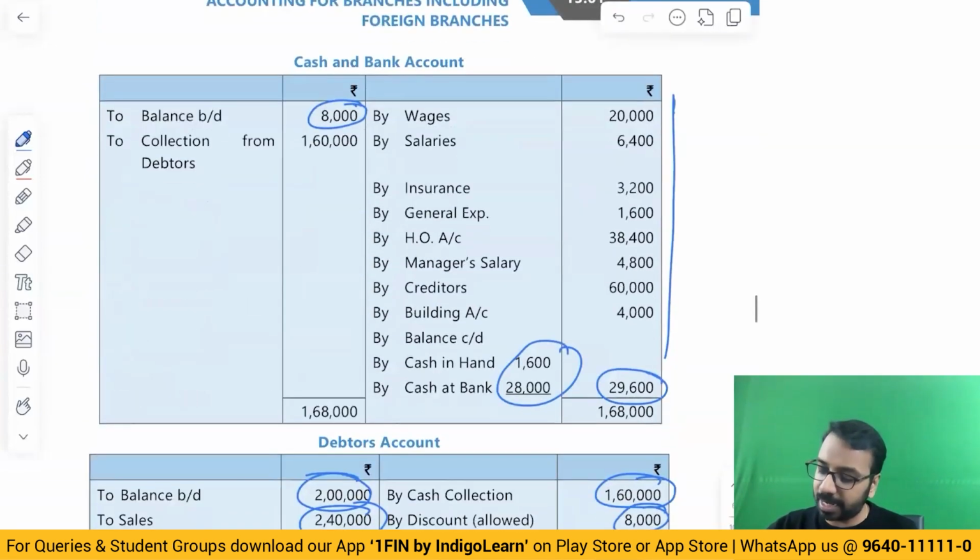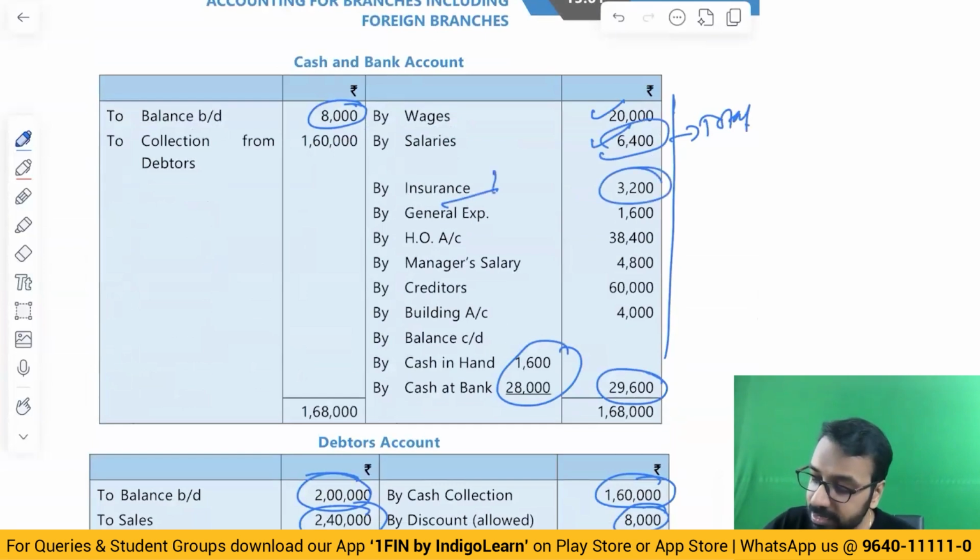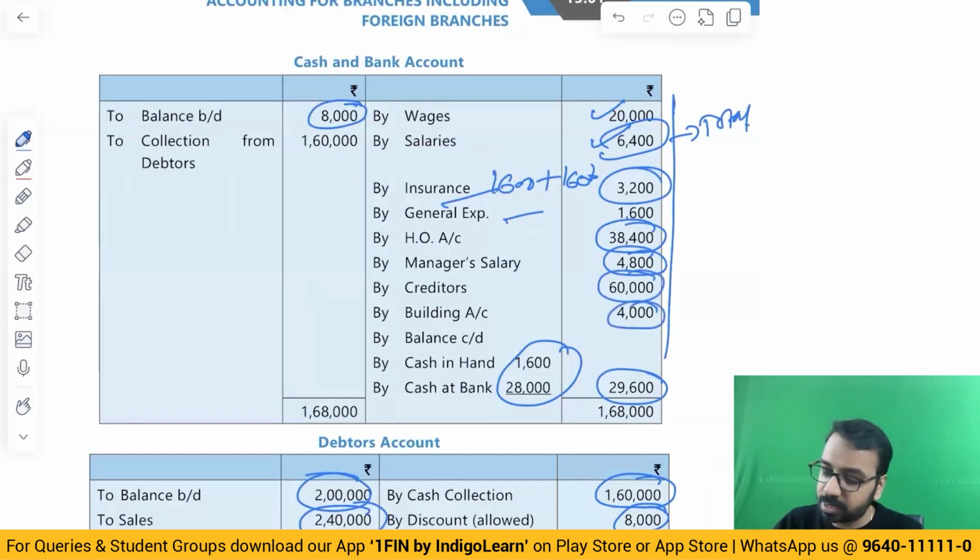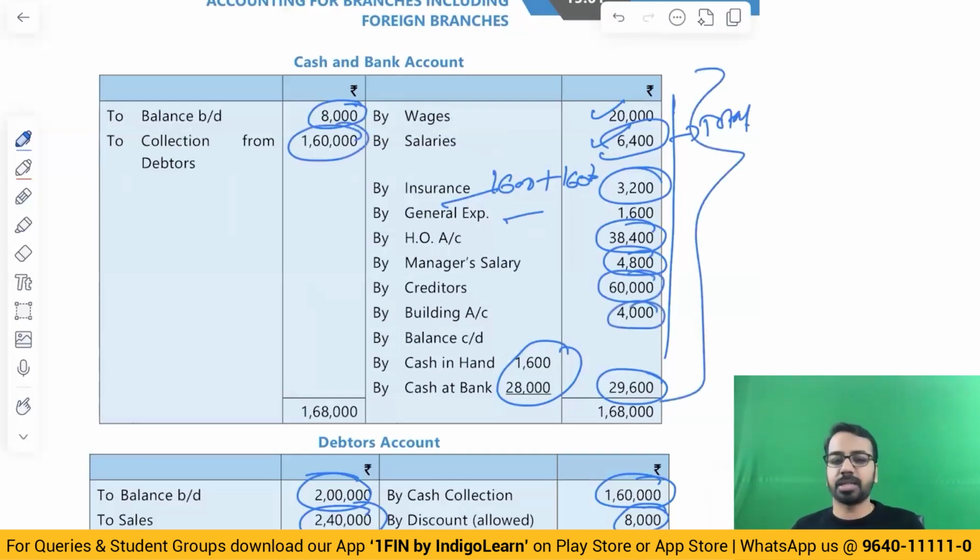Same way, prepare the cash account: wages, expense, salaries. Now salaries here is total, total means total amount paid. Insurance also, total 1,600 plus 1,600 paid because we have paid 3,200. Expense is only 1,600, but we have paid 3,200. Then general expenses, remittance to head office, manager's salary, creditors payment, building account expenses, and collection from debtors. So this is actually matched. Okay, there is nothing to bother.